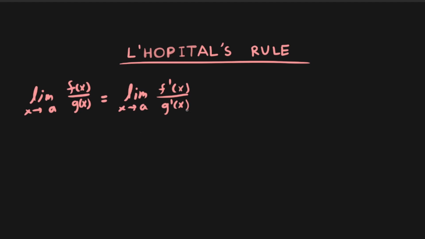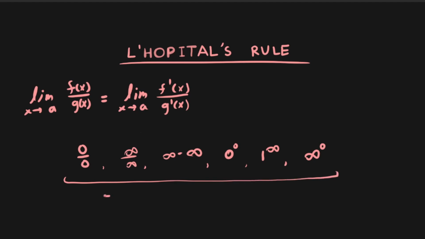Now, the only time you're allowed to use L'Hopital's rule is if you have an indeterminate form. What that means is if you plug in a to f of x over g of x into the limit and you end up with something like 0 over 0 or infinity over infinity or infinity minus infinity or 0 to the 0, 1 to the infinity, and infinity to 0, these are all called indeterminate forms.